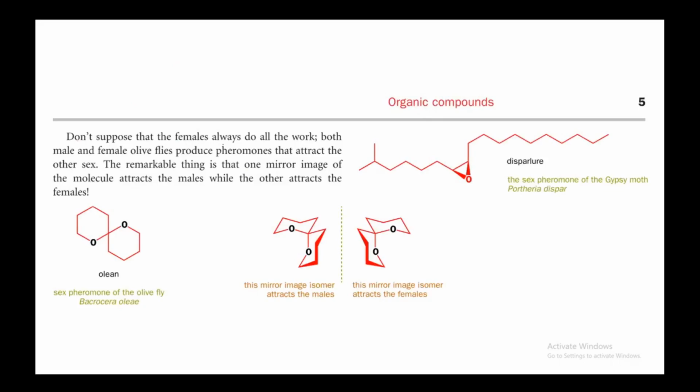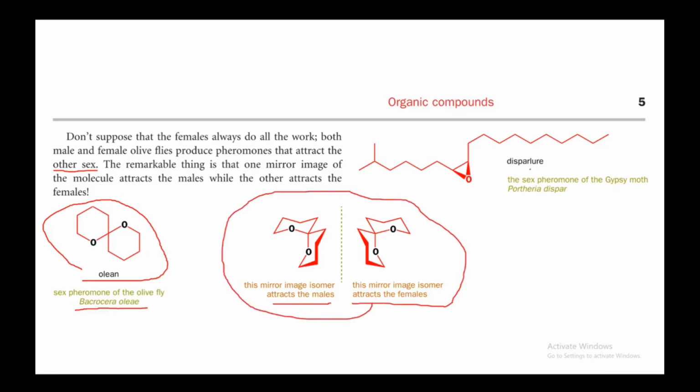Don't suppose that the females always do all the work. Both male and female olive flies produce pheromones that attract the other sex. The remarkable thing is that one mirror image of the molecule attracts the males while the other attracts the females. Olein, sex pheromone of the olive fly, Bactrocera oleae. This mirror image isomer attracts the males. This mirror image isomer attracts the female.